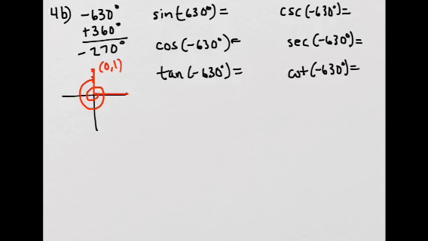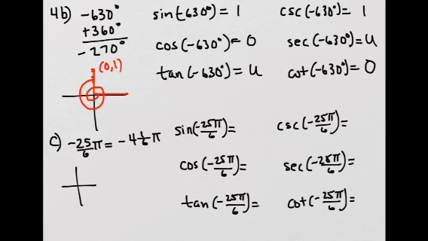Okay, so we're going to do the sine of negative 630, which would be 1. Cosine of negative 630 is 0. Tangent of that angle is undefined. Reciprocal of 1 is 1. Reciprocal of 0 is undefined. And reciprocal of undefined is 0. That's it.